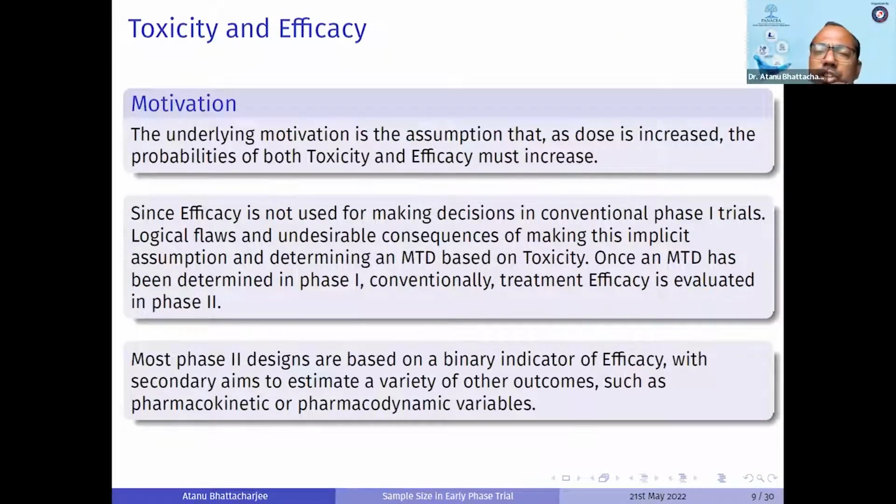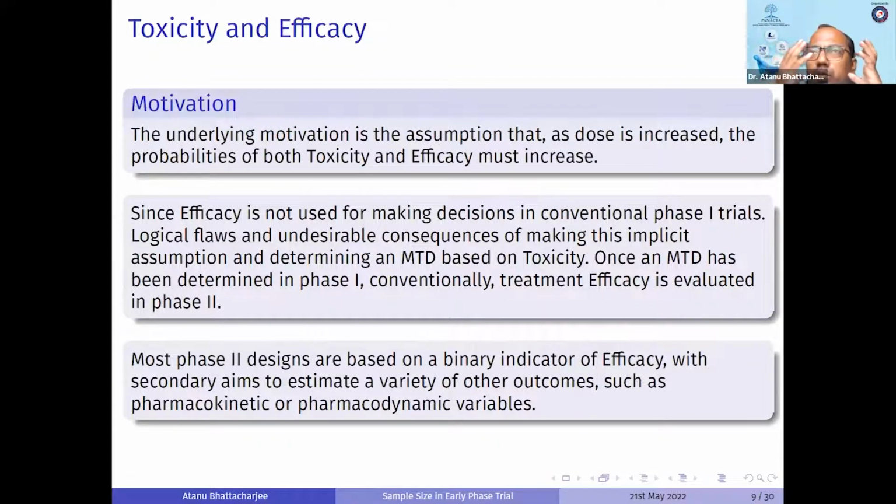The underlying motivation is the assumption that as the dose increases, the probability of both toxicity and efficacy must increase. I mentioned that in the conventional MTD trial, it is always assumed that efficacy and toxicity will increase if you increase the dose. Since efficacy is not used for making decisions in the conventional phase 1 trial, this leads to undesirable consequences of making this implicit assumption and determining the MTD based on toxicity. Once an MTD has been determined in phase 1, conventional treatment efficacy is evaluated in phase 2.